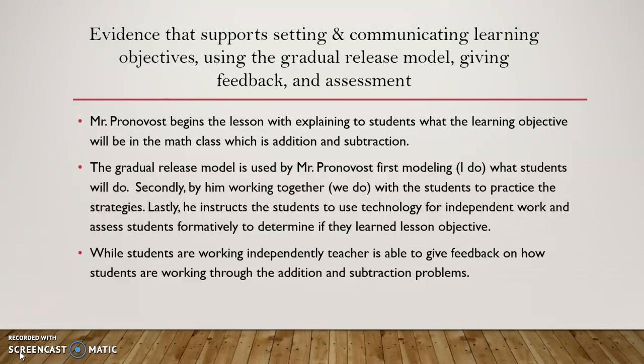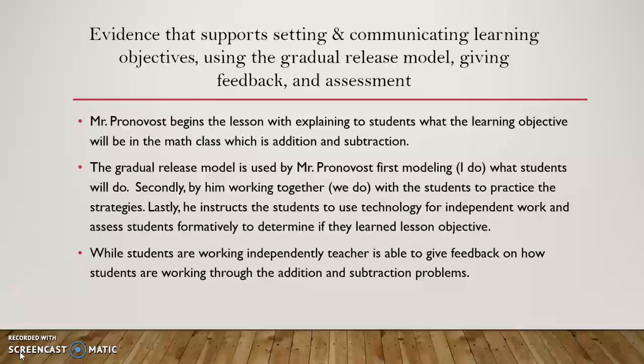And then with the we do, they now go onto the computer, they work through the games that he assigns them to do, and he's able to actually assess them in the process of them doing that, giving them feedback on what they can work harder in or what they might need more assistance in. Lastly, he actually instructs the students to use technology for independent work, which is the you do.